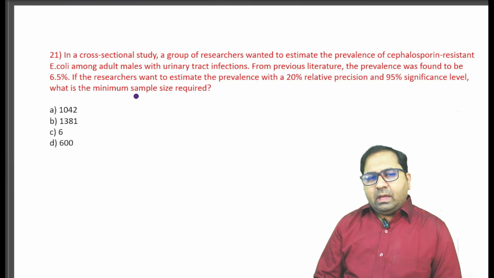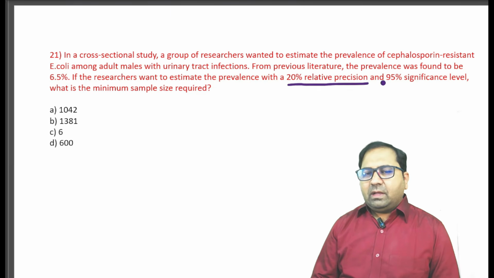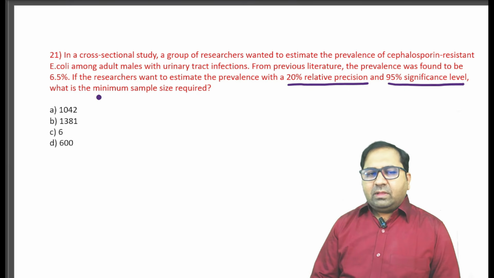Next. In a cross-sectional study, a group of researchers wanted to estimate the prevalence of cephalosporin-resistant E. coli among the adult males with the UTI. From previous literature, the prevalence was found to be 6.5%. If the researchers want to estimate the prevalence with a 20% relative precision and 95% significance level, then what is the minimum sample size requirement? The options are A 1042, B 1381, C 6 or D 600. Among the options given, the answer is B 1381.